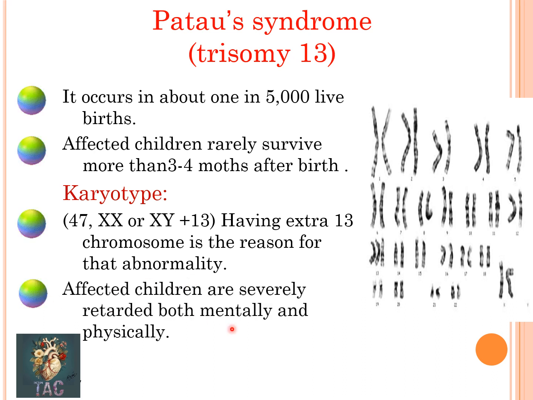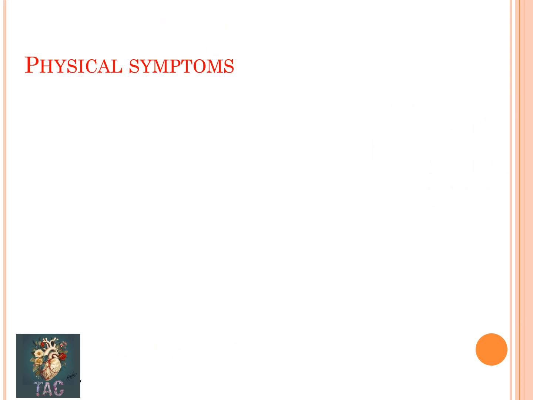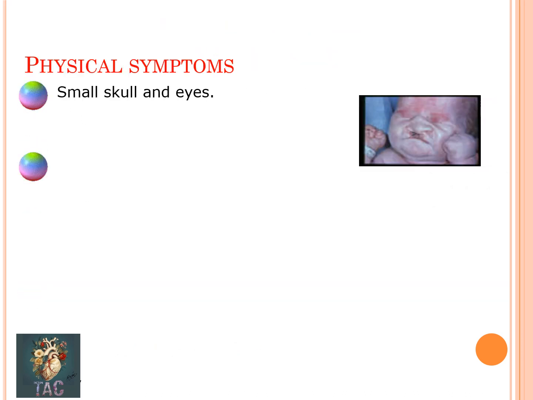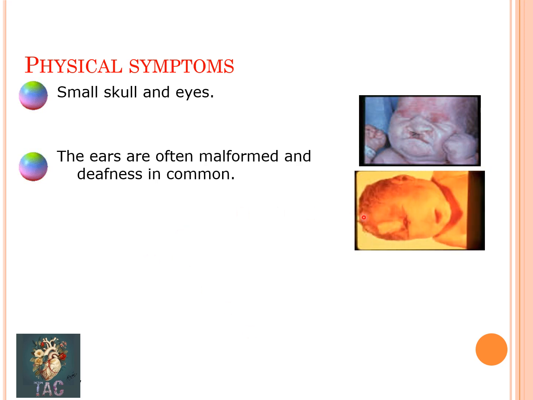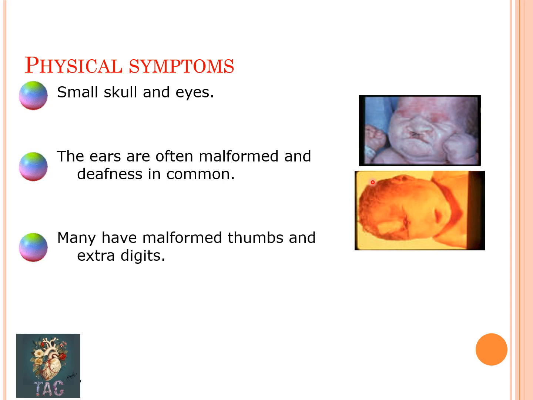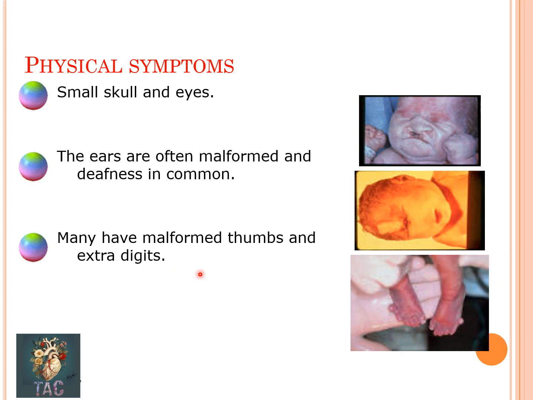Affected children are severely retarded both mentally and physically. Physical symptoms include small skull and eyes. The ears are often malformed, and deafness is common in such individuals. They may have malformed thumbs and extra digits. You can see in this diagram that the malformed thumbs and extra digits are present, and 70% of the babies have heart defects.